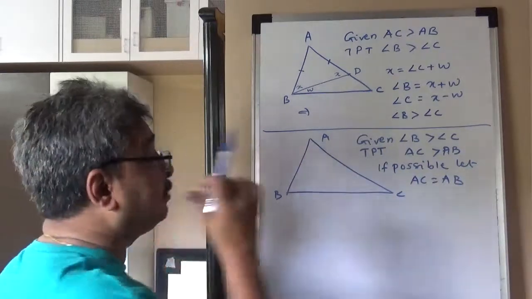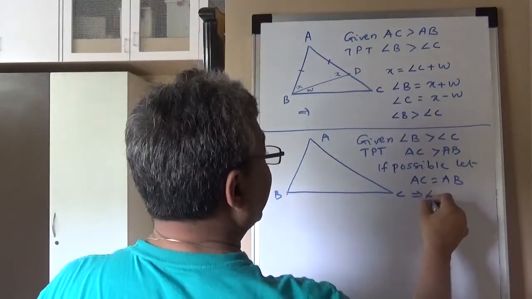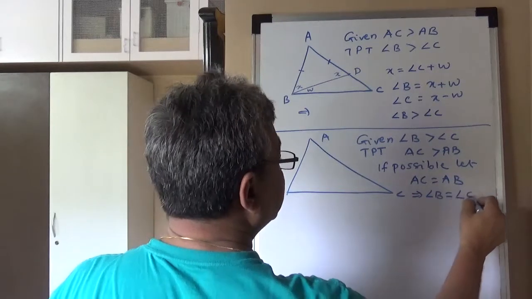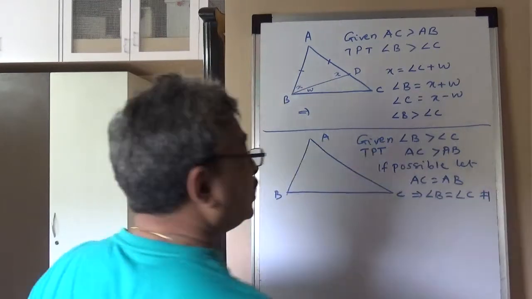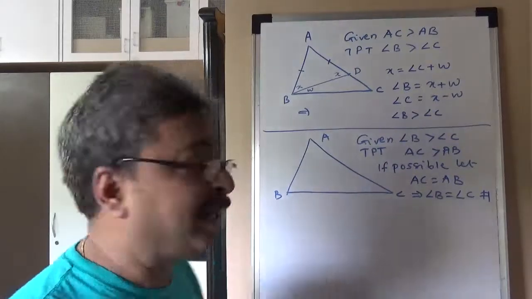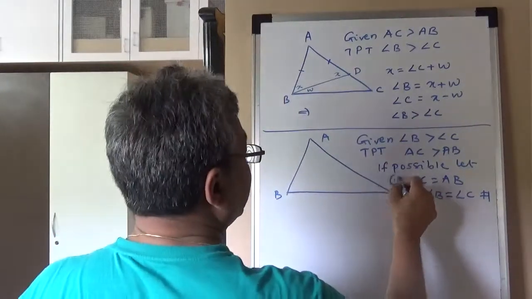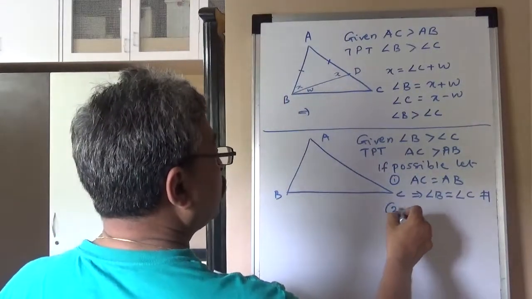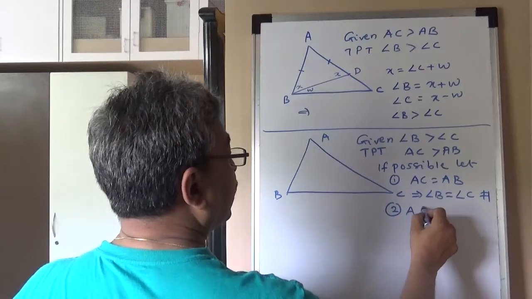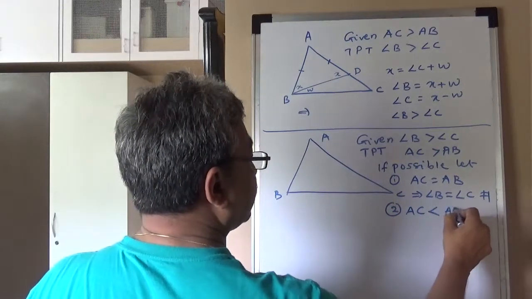If AC equals AB, we know that angle B must be equal to angle C. Contradiction, because it is given that angle B is greater than angle C. So case 1, AC is equal to AB. Case 2, AC is less than AB.